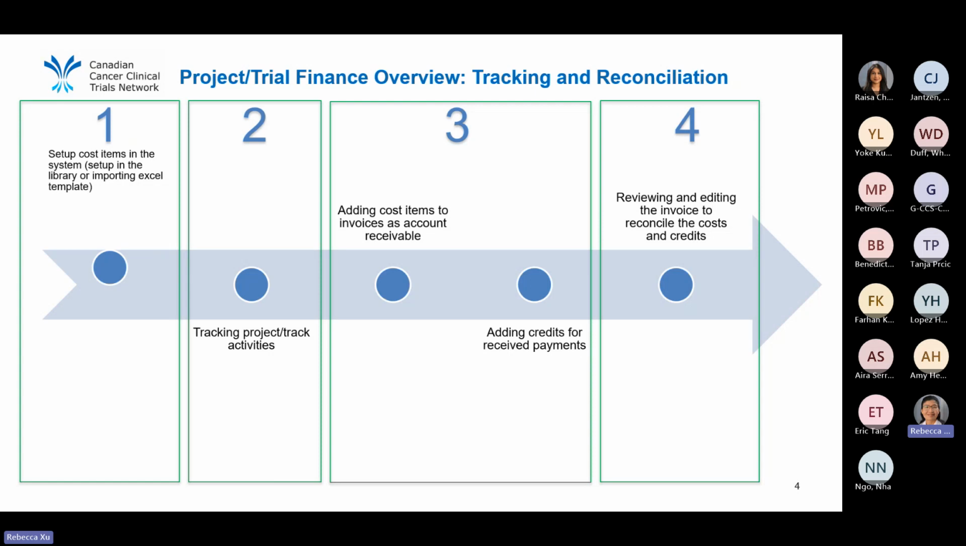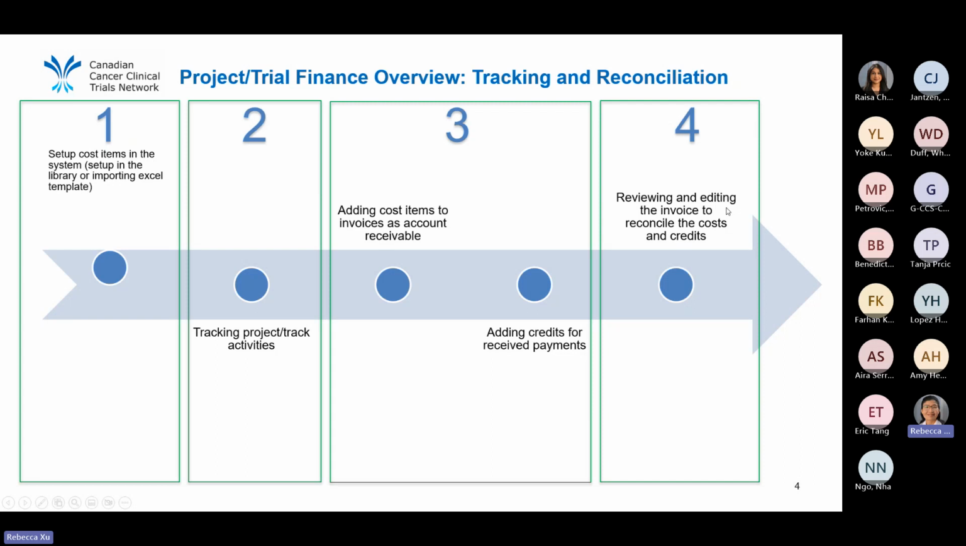So for the Edge Finance, this is an overview picture that I used for a while. The focus is the tracking and reconciliation, but steps 2 to 4 related to the tracking and reconciliation are actually very straightforward. Whenever there is an item that finished, you just put that item in and put the days in, and then you add a cost item to invoice as account receivable.